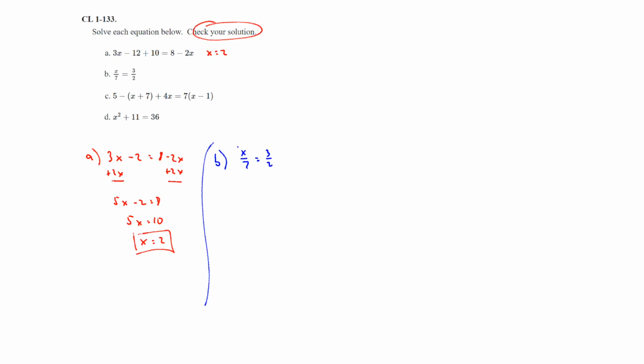B, we have x over 7 is equal to 3 over 2. So we can multiply both sides. You can do this in 2 steps or 1. I'll go ahead and do it in 2. If I multiply by 2, that's 2x over 7 is equal to 3 over 1. And then now we can multiply by 7. To do it in one step, you could just multiply by 14. And then 3 times 7 is 21, divided by 2, and that's 21 halves, or 10.5.